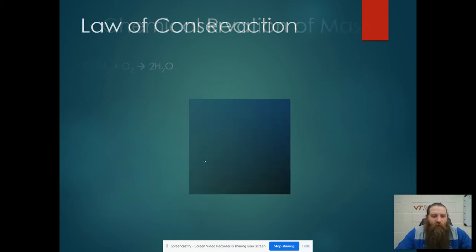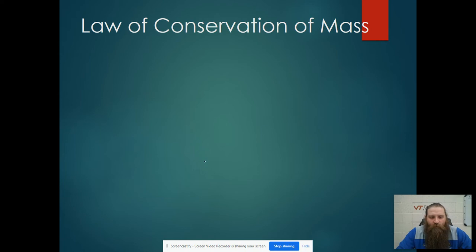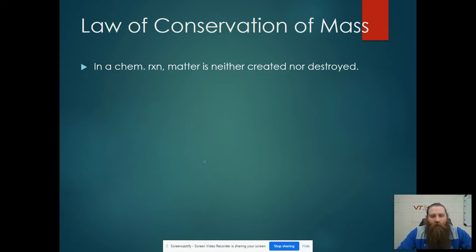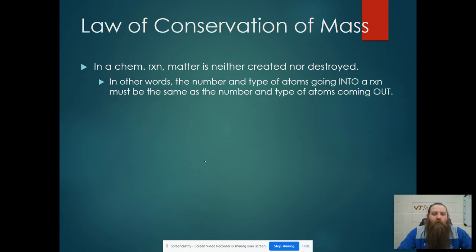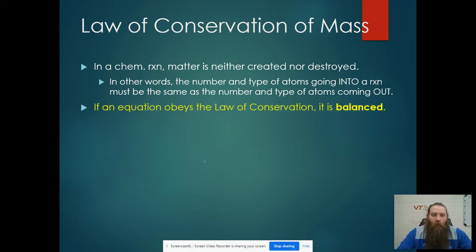And the reason I say that is every time you have a reaction, it has to follow the law of conservation of mass, which says that in a normal, non-nuclear chemical reaction, matter is neither created nor destroyed. So that means the number and types of atoms going into the reaction has to be the same as the number and type of atoms coming out of the reaction. That means it's balanced. So when we say balance an equation, what we're saying is, make sure the law of conservation is conserved.